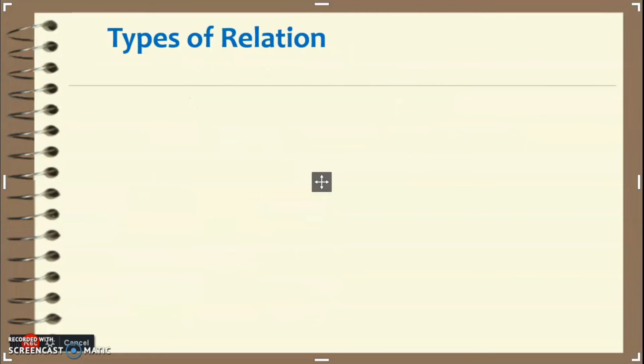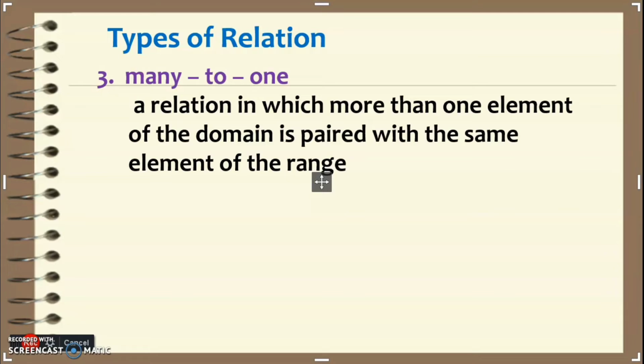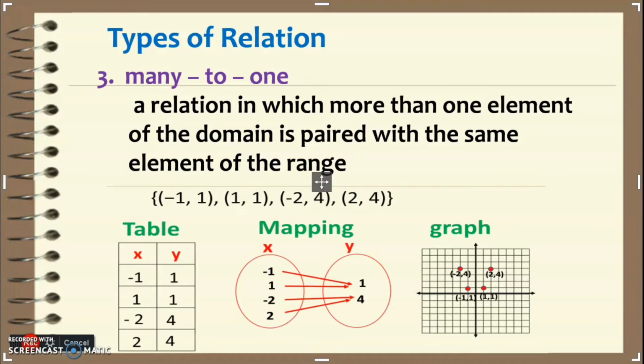So third type of relation is many-to-one, a relation in which more than one element of the domain is paired with the same element of the range. Perfect example dyan ay number 3 example natin kanina. Ito yung mukha ng many-to-one.